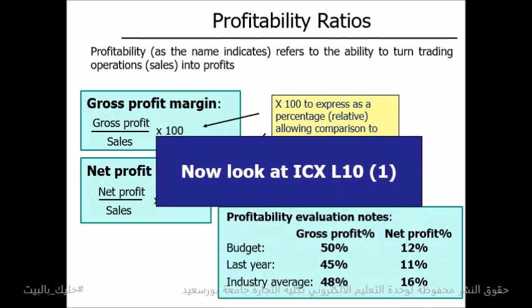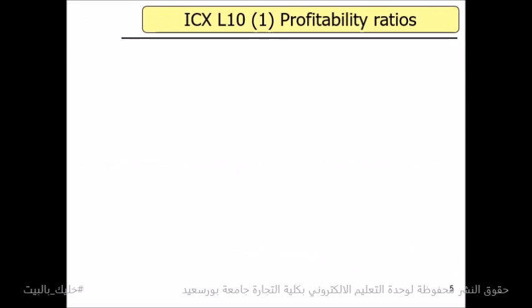Now, let's move to our exercise, in class exercise 1.1. What is required in this class exercise? Required: calculate the profitability ratio of the bird and comment on your results. So it gives you the financial statements on page 121. On page 121, it gives you the income statement and the statement of financial position, and requires you to calculate the gross profit margin and the net profit margin and comment.